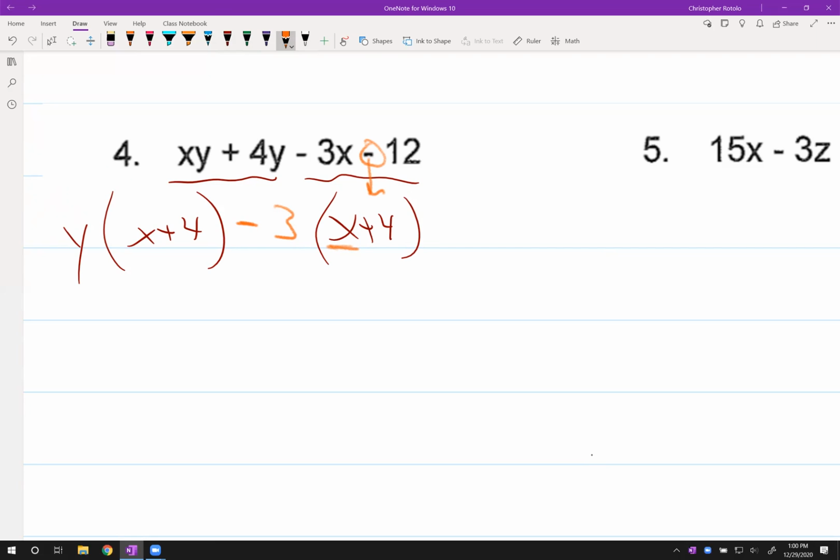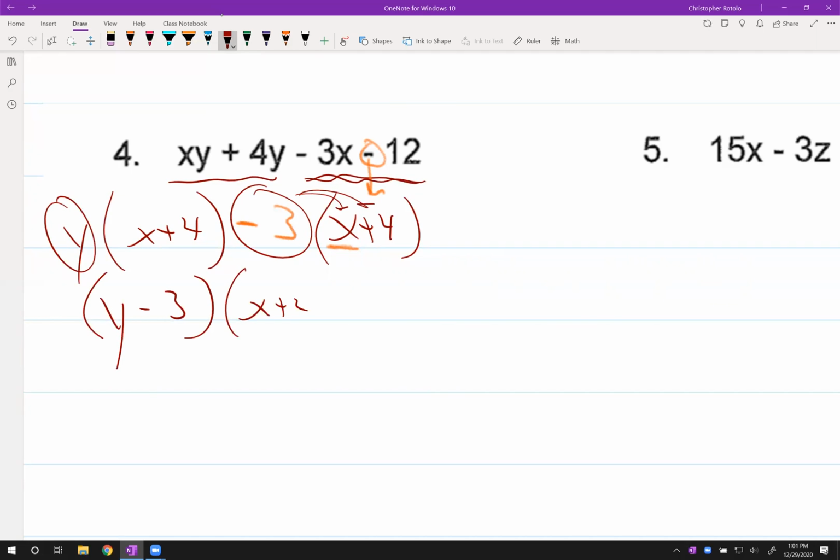If you're really not sure and that seems weird, do this mentally. If I distribute, do you get what we started with? Negative 3x, negative 12. Yeah. Then we didn't break any math rules. GCFs go together: Y minus 3 and x plus 4.